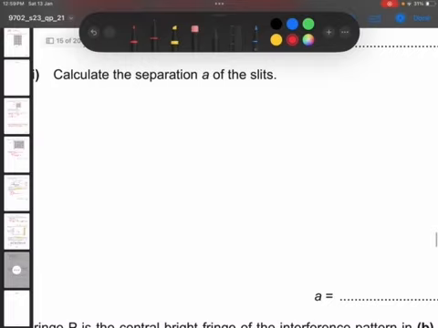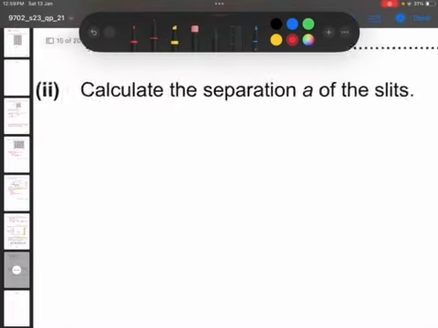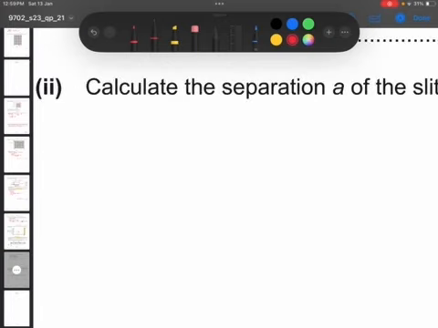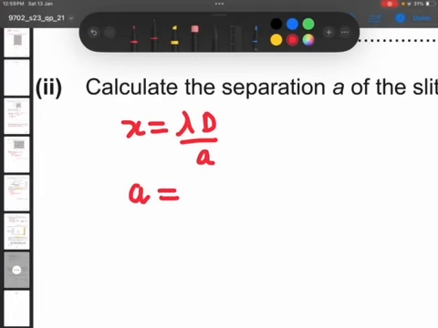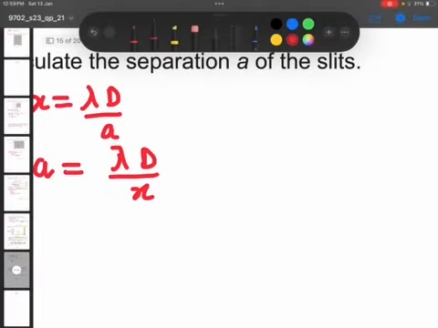Calculate the separation A of the slits. That's the next question. So you are supposed to find A, but how do you find A? You must write the equation first. X is equal to lambda D over A. So in other words, A is equal to lambda D over X. So now we proceed with the question.